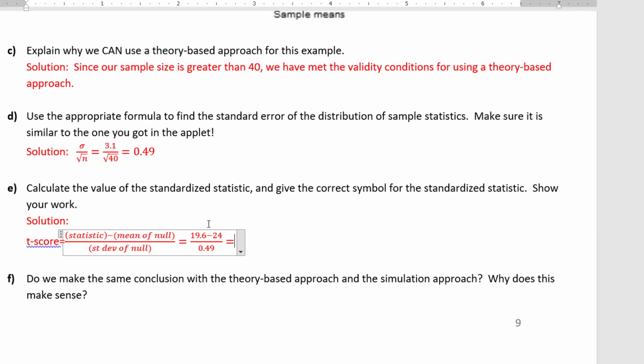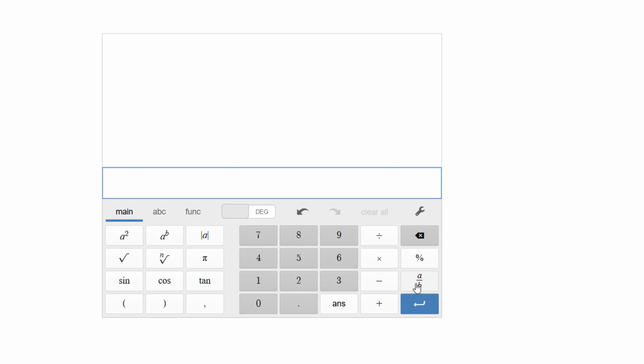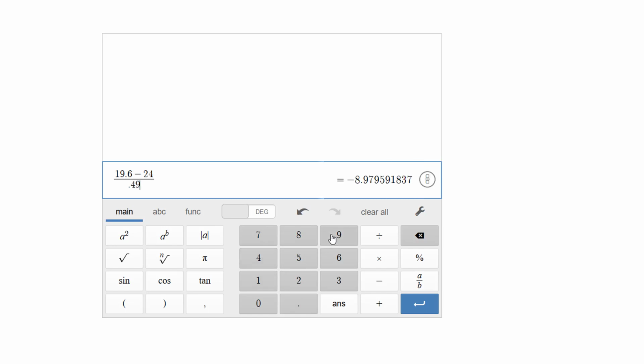Okay, again, we need to calculate this out on the calculator. So again, you could go back to Desmos and you could type that whole thing back in. So up in the numerator, I have the 19.6 minus 24. And I click down into the denominator and I put the 0.49. And I get a t-score of about negative 8.98.